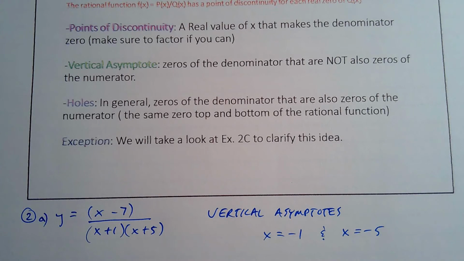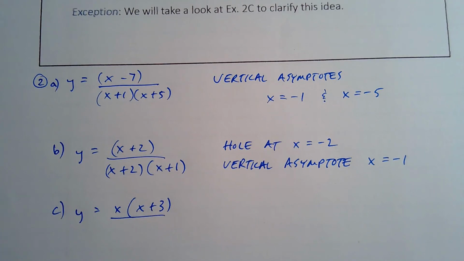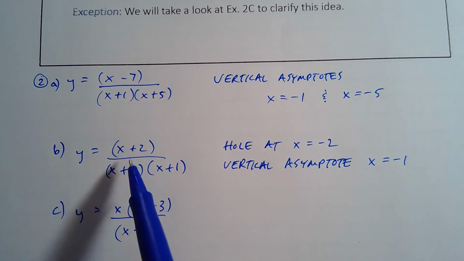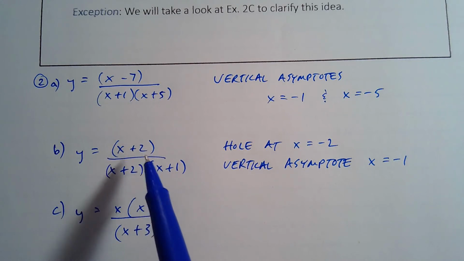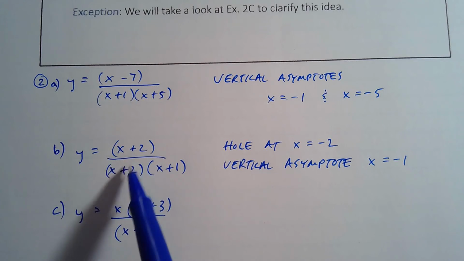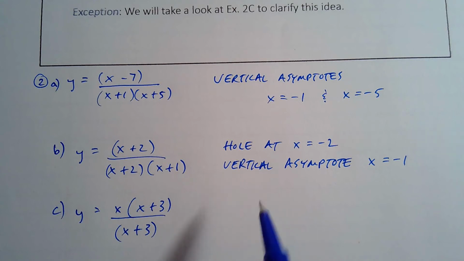All right, third example. How about this one? y equals x times an x plus 3 in the top. Whoops, sorry. And I've got an x plus 3 in the bottom. So I know you guys didn't see that, but I don't want to redo this whole video here. So there is the x plus 2 and x plus 2 in the top and bottom. That forms a hole at that 0. This x plus 1, that's just going to be a vertical asymptote.